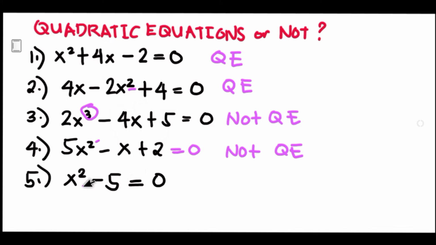Next. Number 5, x squared minus 5 is equal to 0. Okay? Ang pinakamataas ay 2 as exponent. Kahit wala siyang middle term, yung may x, okay lang. Basta ang titignan lang natin is yung pinakamataas sa degree, which is 2. And dapat merong equal to 0 or may equal sign. Okay? So, this is a quadratic equation.